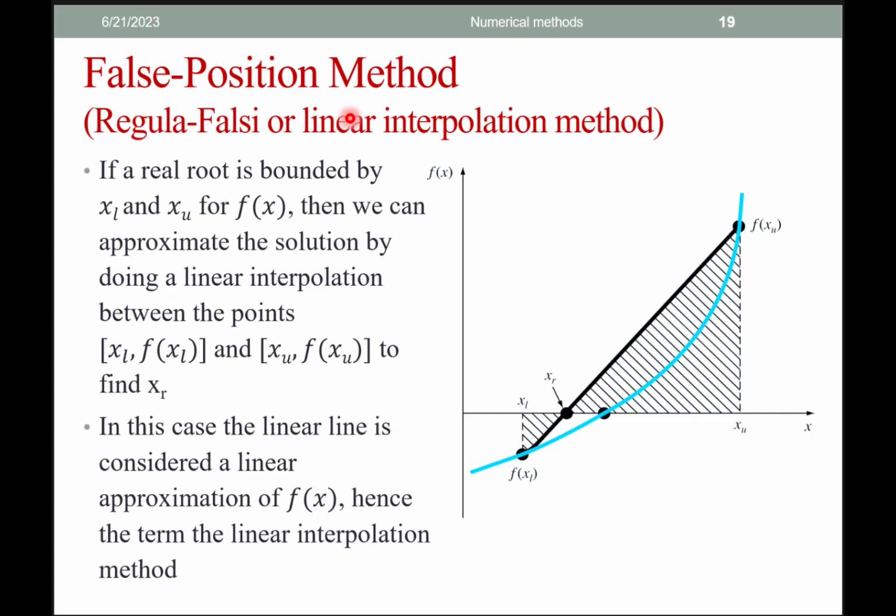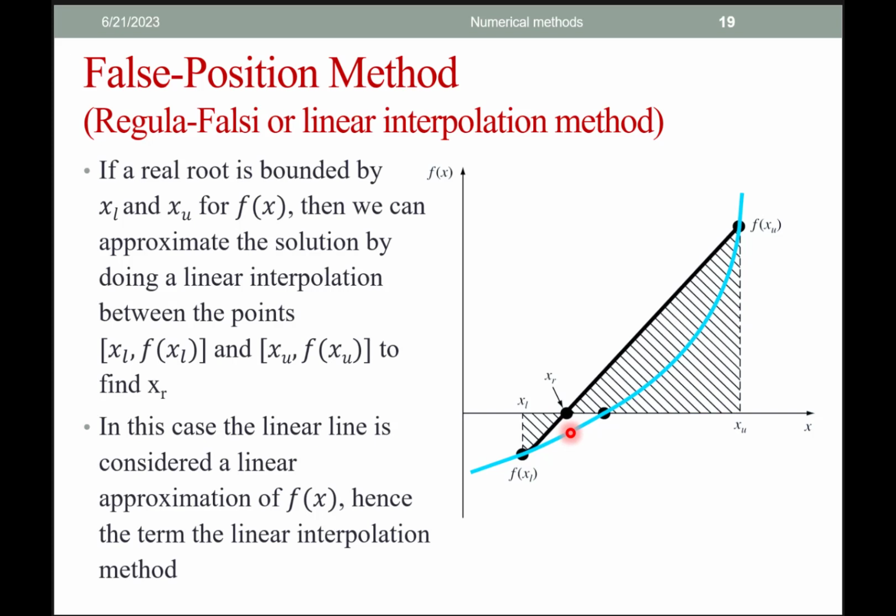Unlike the bisection method, this is a bit more complex, but not too complicated. Imagine we have a function, this blue line here. Again, we have an upper bound and a lower bound. Between these two points, we estimate that the function itself is a linear function. We can see this linear line between the upper bound and the lower bound, and wherever that line crosses the x-axis is going to be our estimated root.